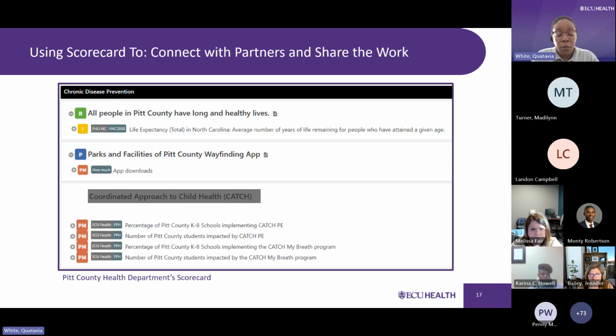Lastly, we're able to connect with partners to share our work. Here's a screenshot from our county health department scorecard, and you can see beside those performance measures, you'll see EC Health and PPH, which is our community coalition, and it shows how we're able to connect our work laterally as well as upward. So all of our hospitals are able to connect their scorecards to our larger ECU Health system scorecard.